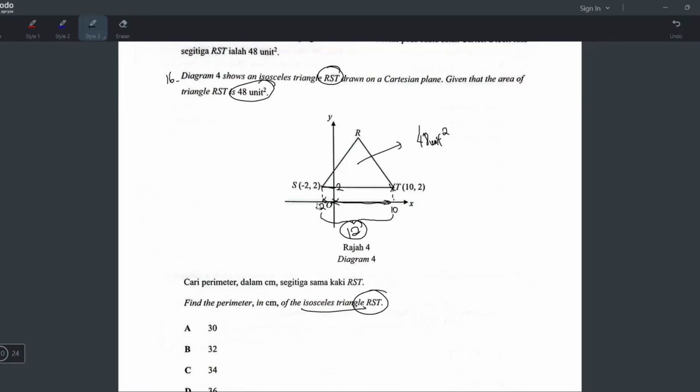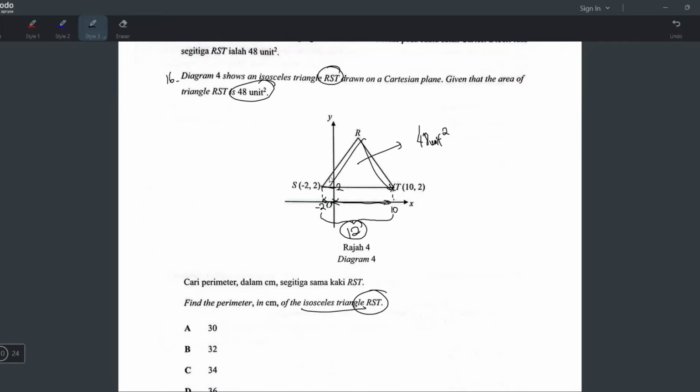Okay, ignore the negative. Panjang tak ada negative. Okay, the negative is there because dia sebelah kiri is on the left side of the zero. That's why ada negative. Sekarang kita nak panjang saja. So just kira 2 unit tambah 10 unit. Okay, now how do you find these two distance?